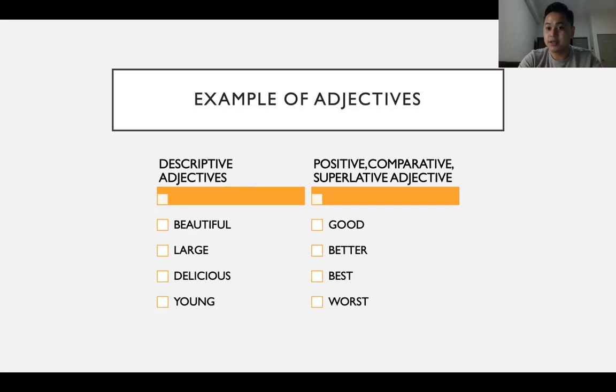And then for positive, comparative, superlative, we have good, better, best, worst. Today is a good day to have a picnic, right? Going to the theme park is better than going to the mall, for example. Or maybe you can say that going to the beach is the best experience that I have ever had or imagined. So those are the comparative or superlative adjectives that you can use.